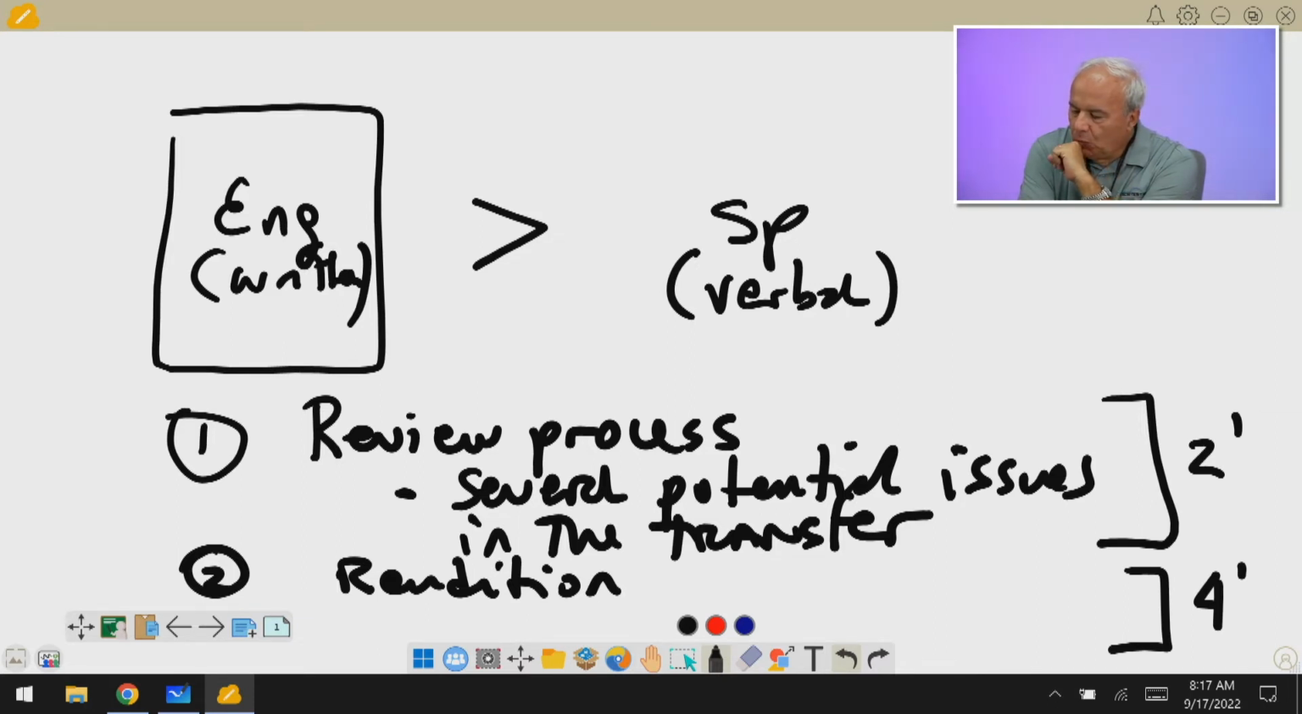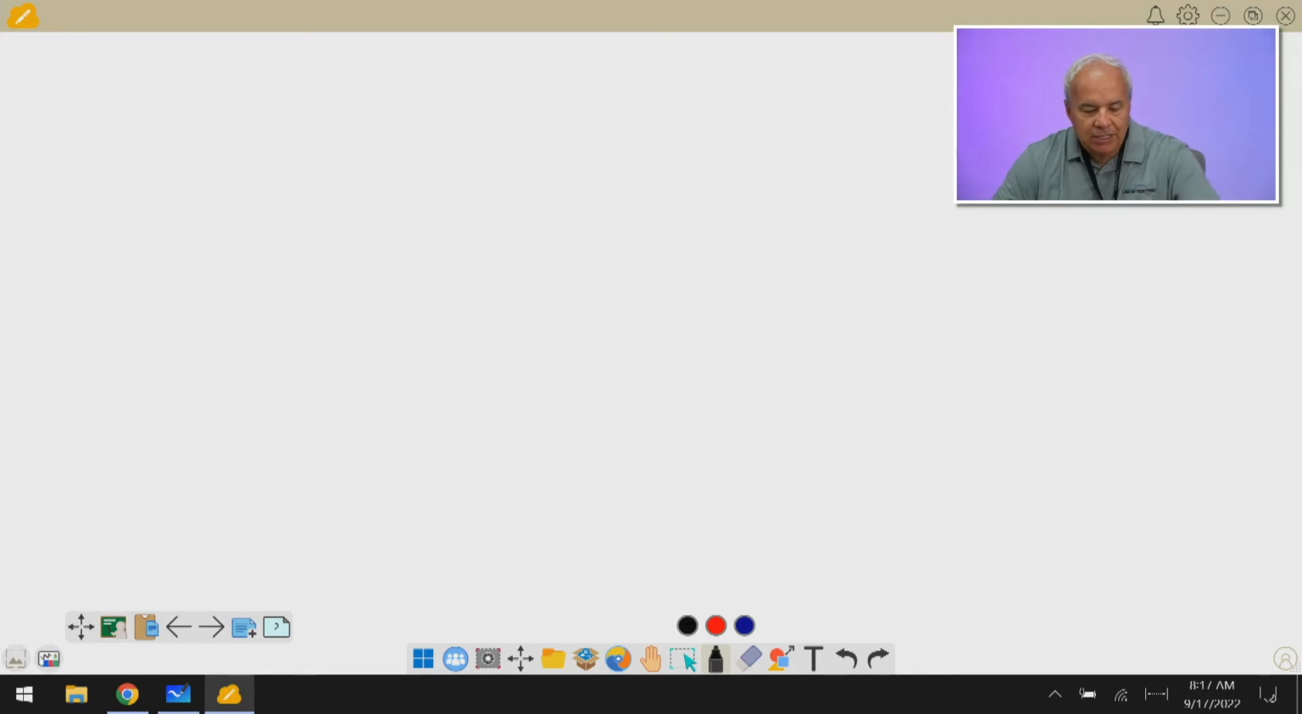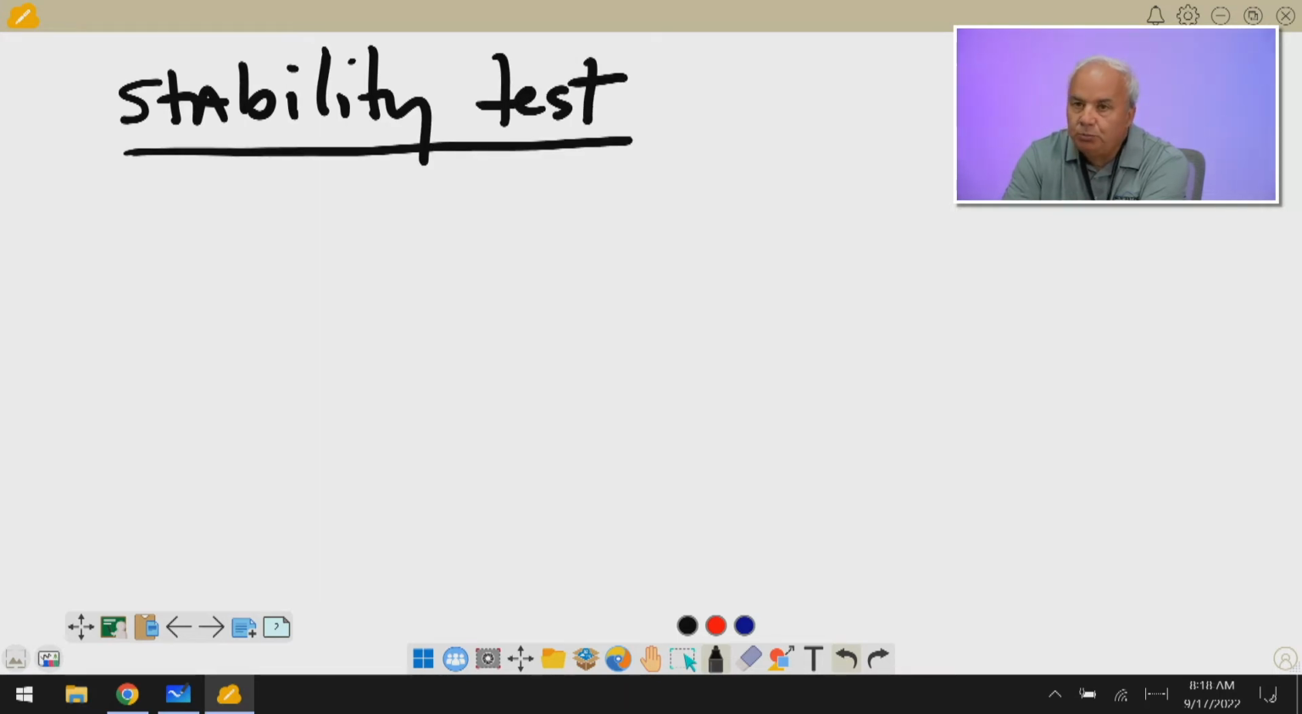So what are those several potential issues in the transfer? What exactly are we talking about when we say that there are several potential issues in the transfer? So let's just look at that. The first thing that we want to look at is the fact that many words should be classified in a way that it will tell us that the transfer will be without any problems or with problems. We call that stability test. And the stability test is the test that we put on a word to determine if the transfer will be direct or not. Another way of saying if the transfer will be stable or not.